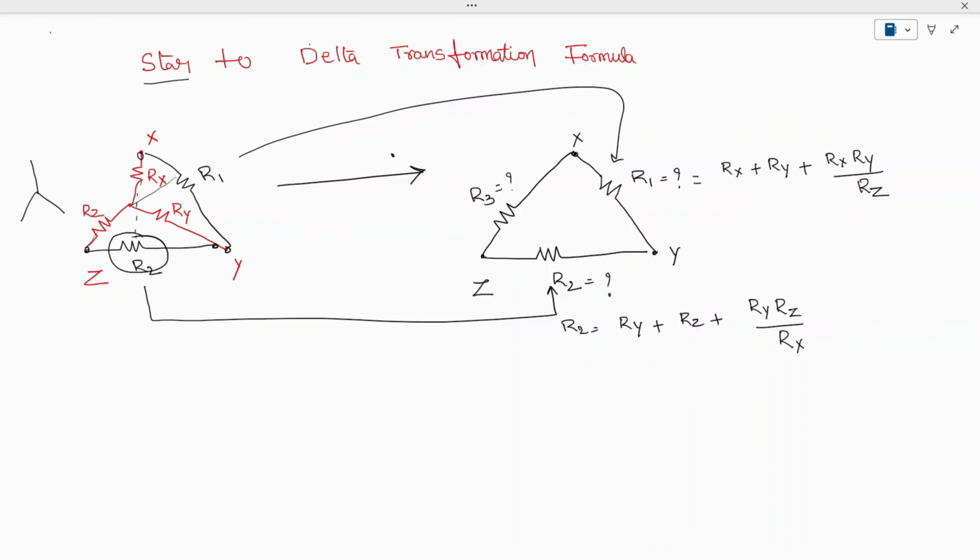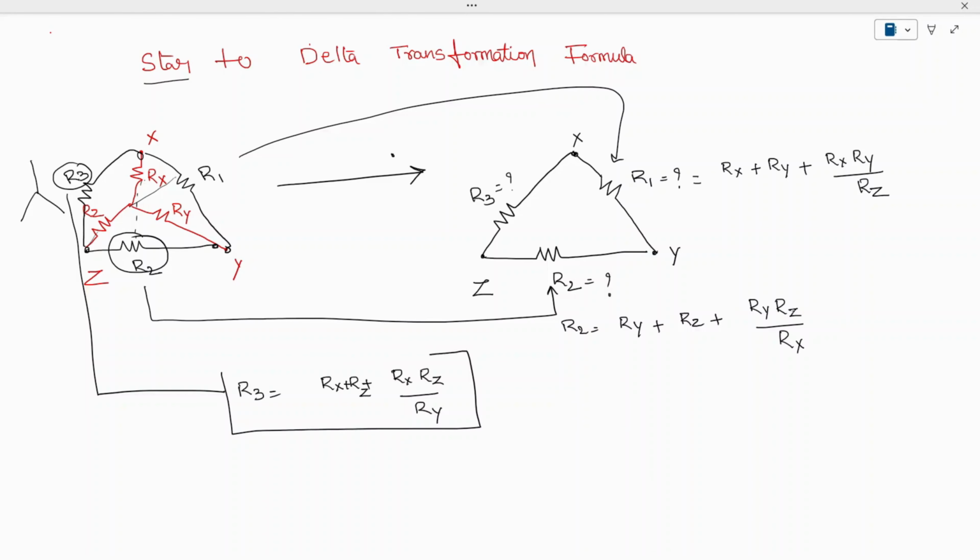Similarly, I want to connect the next resistor. This is nothing but the R3 value. So how to find this R3 value? R3 is equal to, this black resistor is connected between two known resistors, which are red colored ones, Rx plus Rz, plus the product of these two, which is nothing but RxRz, divided by Ry. So this is how the formulas work for converting star to delta.